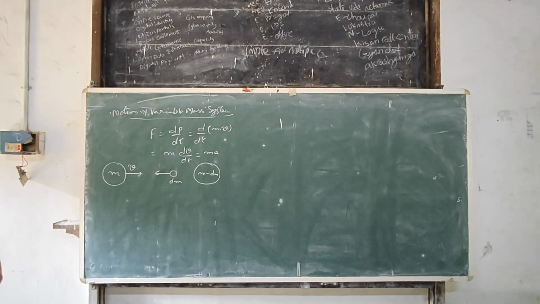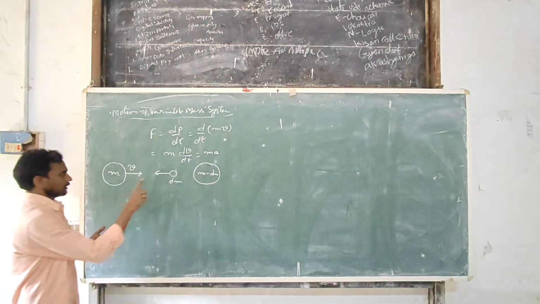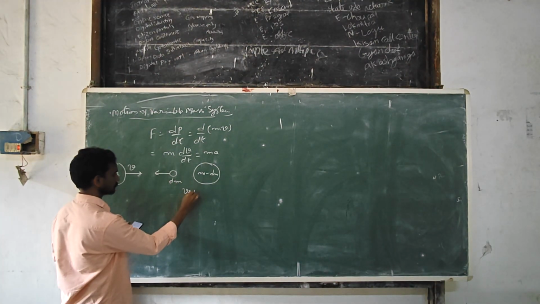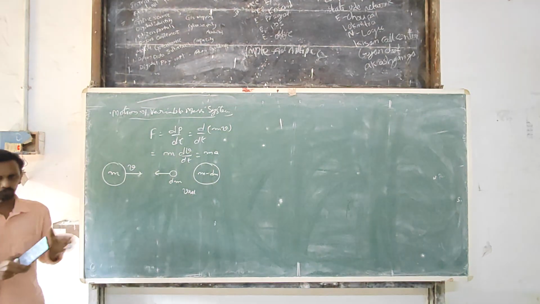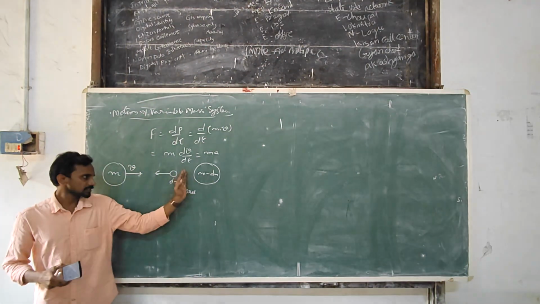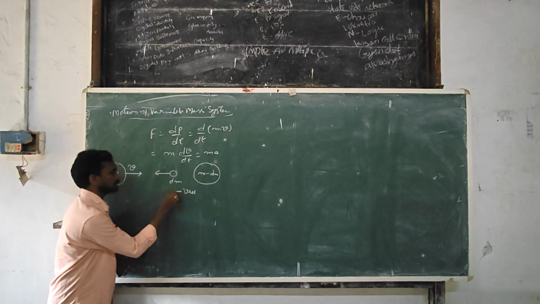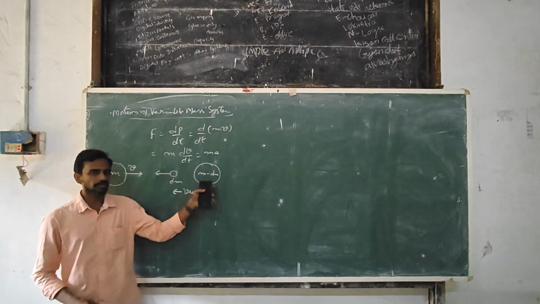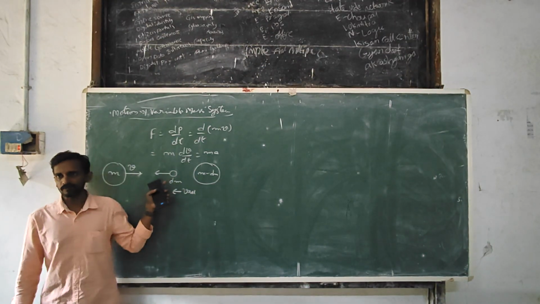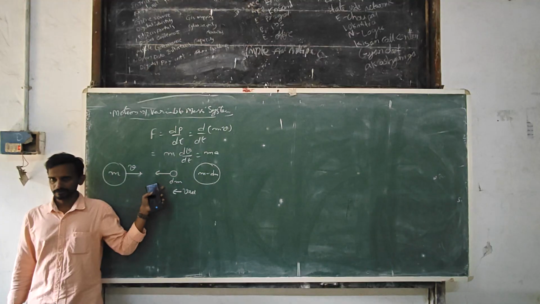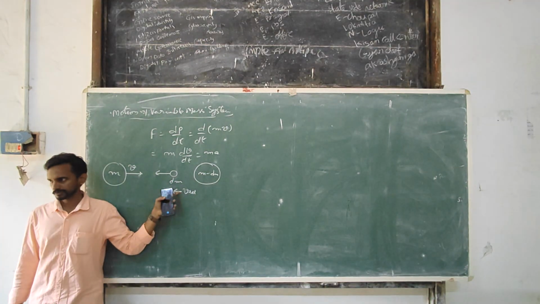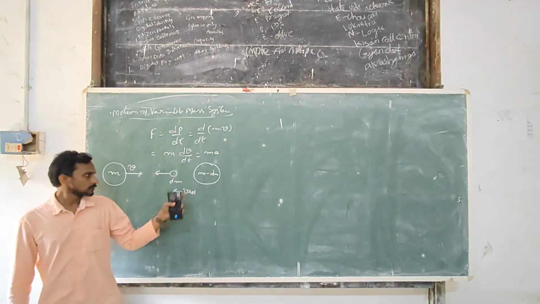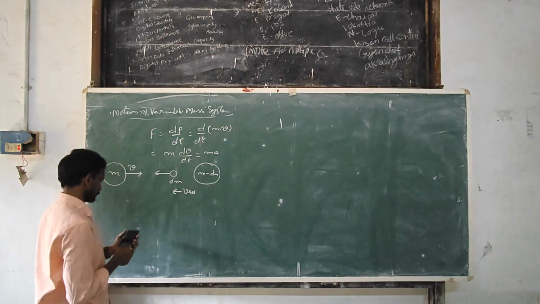So a dm portion, a small portion of mass, is ejected with a relative velocity v1. Both are moving forward, but this is traveling with a velocity v relative backwards. And suppose this is traveling at a speed of 10 and this is traveling at a speed of 6, then the relative velocity between these two is 4 units backwards.